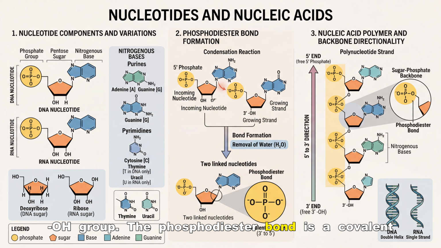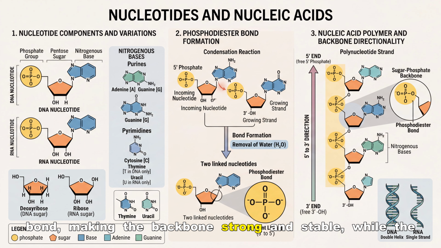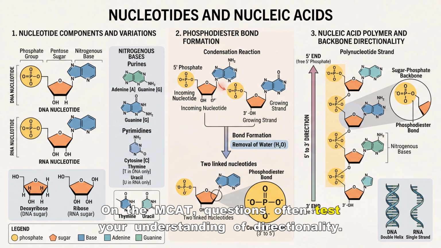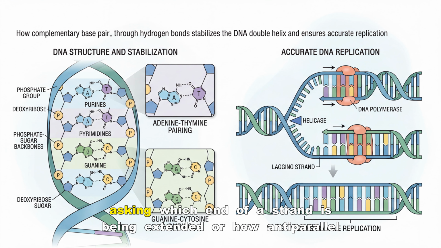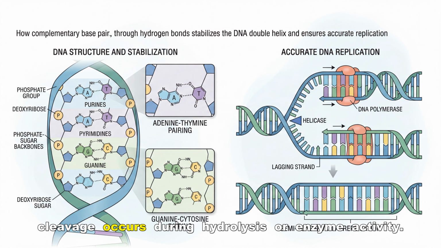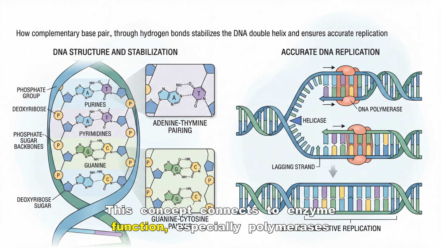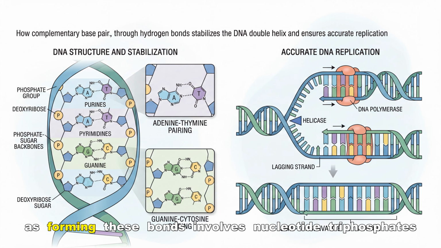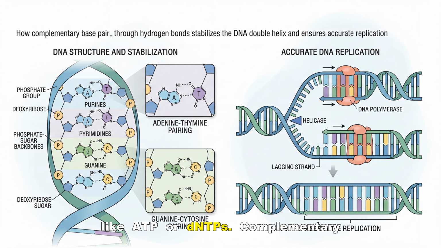The phosphodiester bond is a covalent bond, making the backbone strong and stable, while the bases extend outward to participate in hydrogen bonding. On the MCAT, questions often test your understanding of directionality, asking which end of a strand is being extended or how antiparallel strands align. You may also be asked to identify where cleavage occurs during hydrolysis or enzyme activity. This concept connects to enzyme function, especially polymerases and nucleases, and to energy usage, as forming these bonds involves nucleotide triphosphates, like ATP or dNTPs.